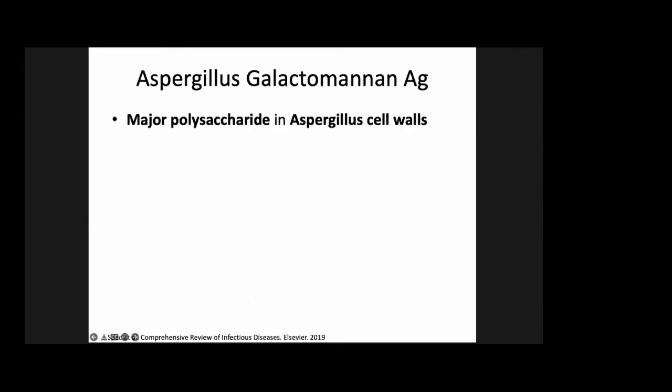So what is a galactomannan? It's a major polysaccharide in the Aspergillus cell walls. The test can be done in serum and BAL, and as with the beta-D-glucan, the sensitivity in BAL tends to be higher. Something that you need to be careful about is, even if you have a positive galactomannan, that doesn't differentiate if you're colonized with Aspergillus in your airways versus you actually have invasion of the Aspergillus.